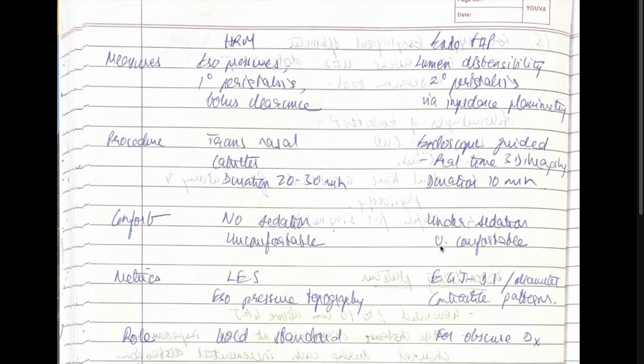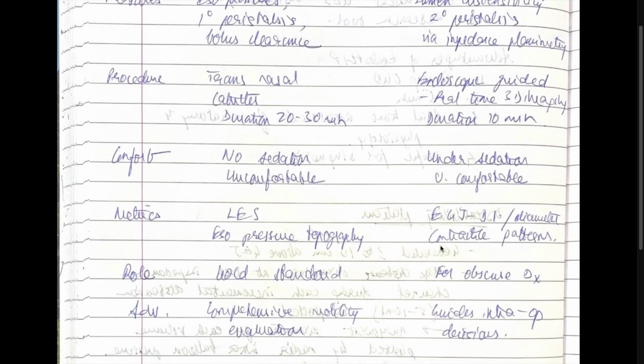So the differences between HRM and EndoFLIP: HRM measures esophageal pressures, primary peristalsis, and bolus clearance. EndoFLIP measures luminal distensibility and secondary peristalsis via impedance planimetry.